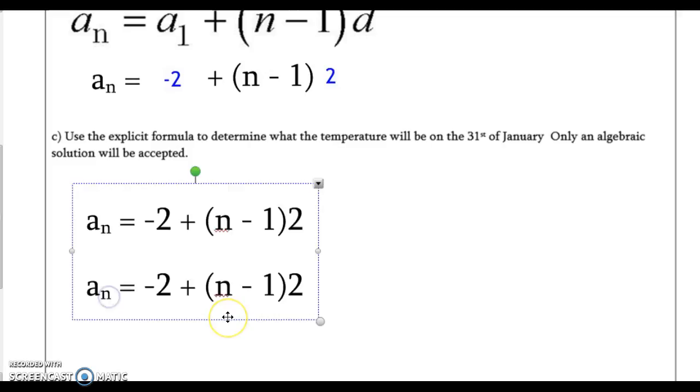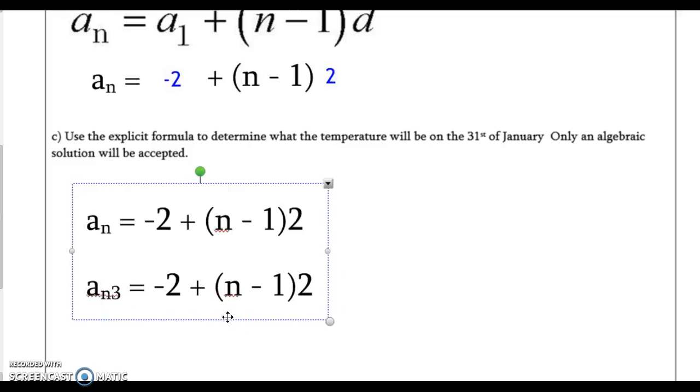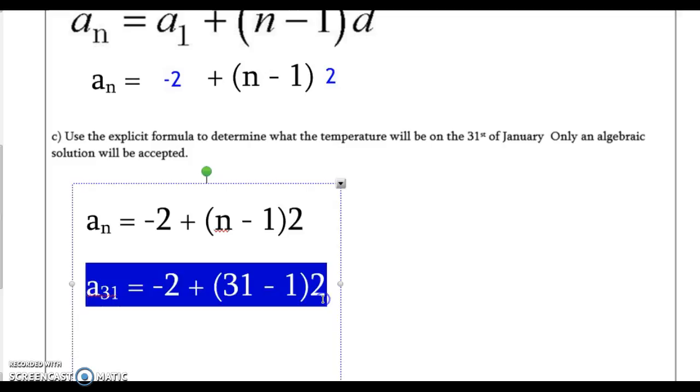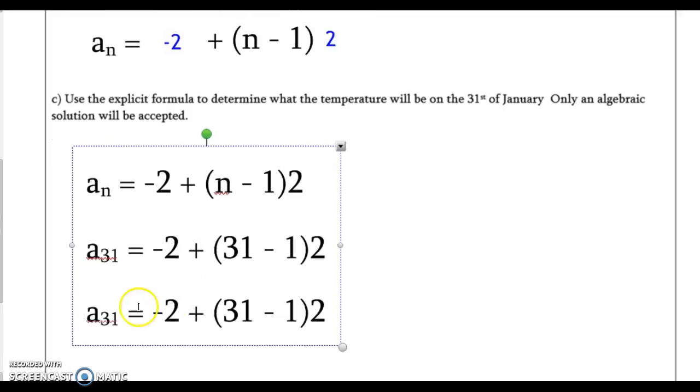Instead of a sub n, we know that the number that we're trying to put in here is 31. And now I'm going to substitute that in for n as well. And keep in mind that it's 31 minus 1 times 2. That's what that means. The next step is simplifying a little bit. So we'll take this same exact thing and simplify just a bit.